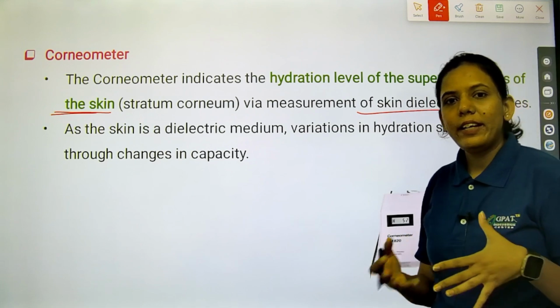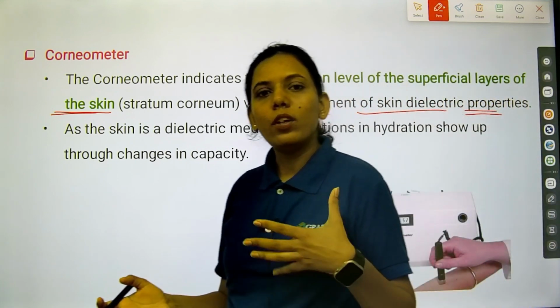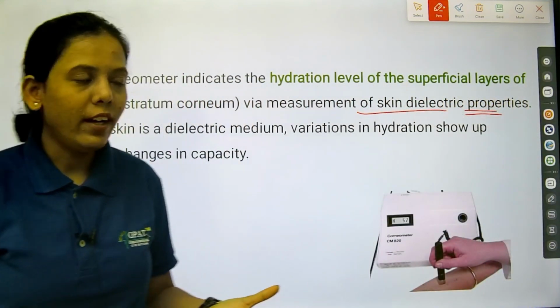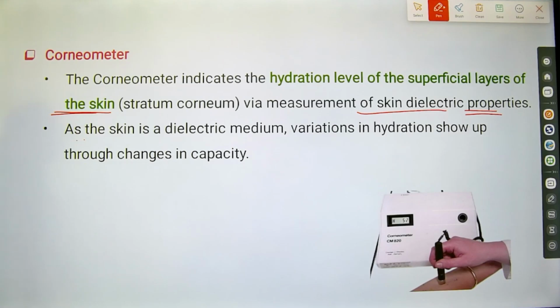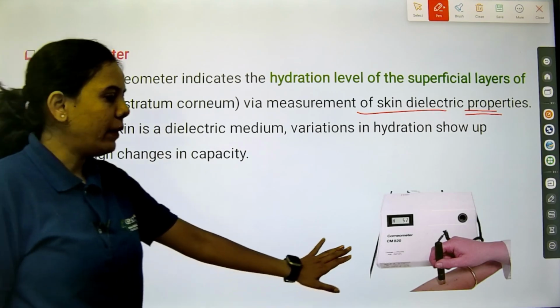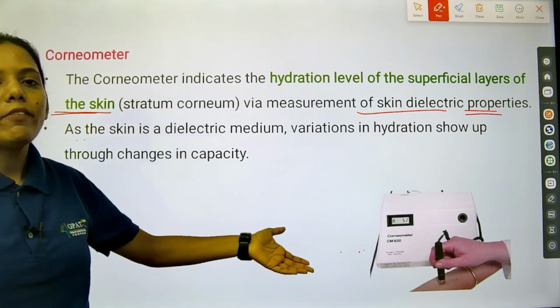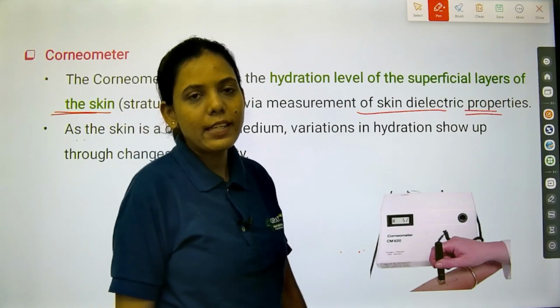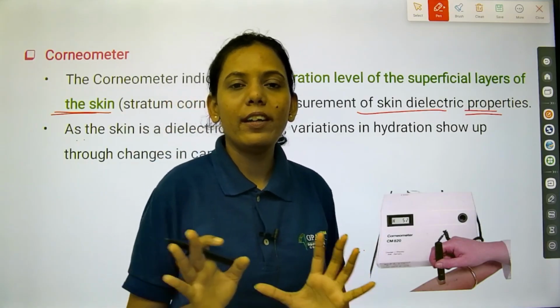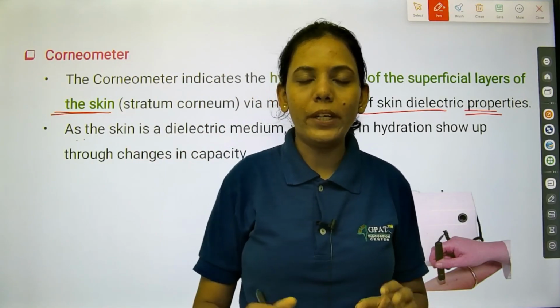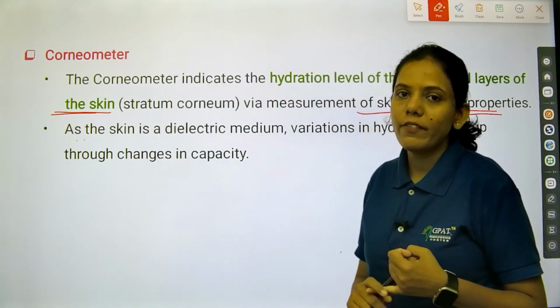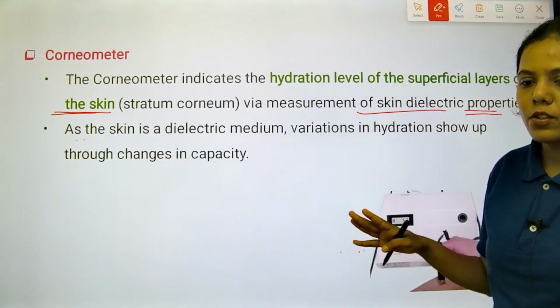The dielectric properties are related to the hydration level. As the skin is a dielectric medium, variation in hydration shows up through changes in the capacity. So this is a corneometer. Depending upon how your dielectric capacity is changing, that decides the hydration level of the skin. What is important for you is, what is the use of the corneometer? To check the hydration level of the superficial layers of the skin.